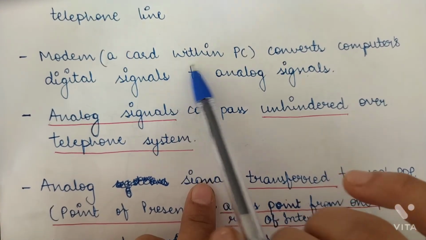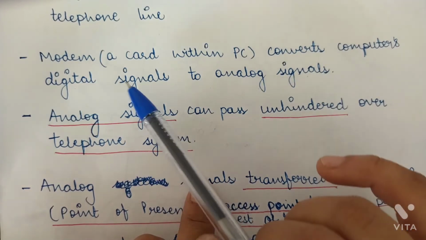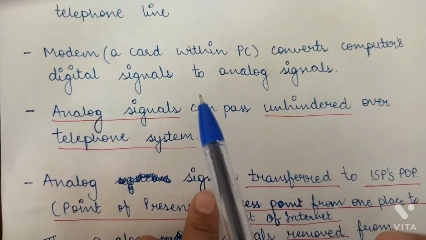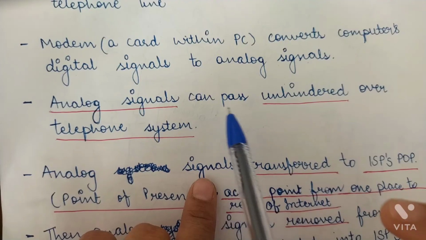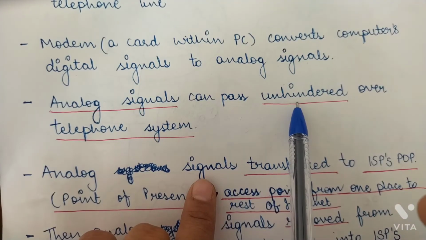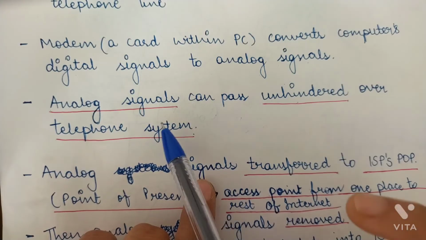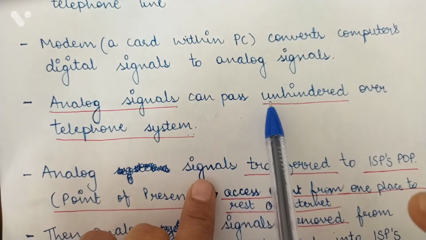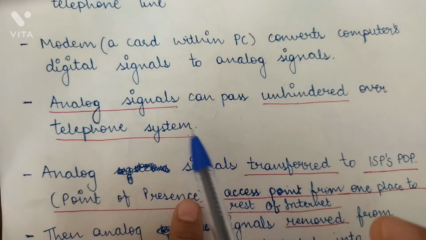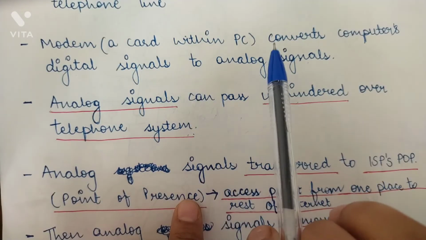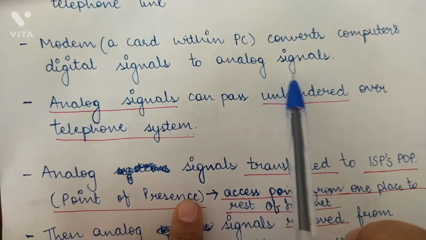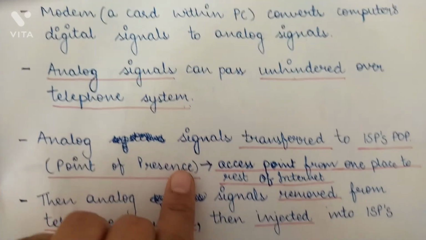Why do we need a modem to convert the computer's digital signals to analog signals? This is because the analog signals can pass without any hindrance over the telephone system much more easily. So it is easier to transmit the analog signals unhindered over the telephone system. That is the reason for converting the computer's digital signals to analog signals using a modem.